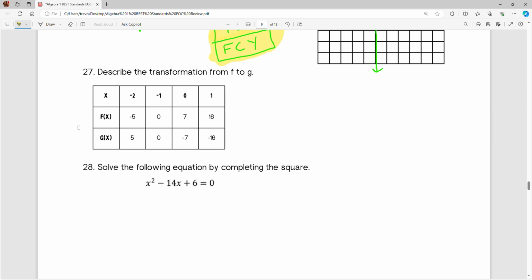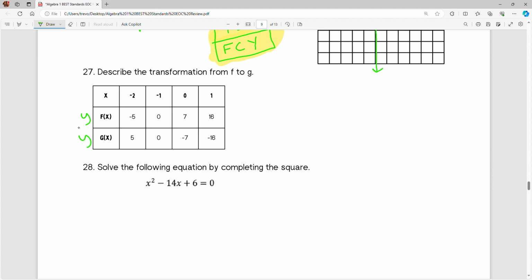And let's see, next one on this page, number 27, says describe the transformation from f to g. So f of x, right here, we call this y and this is y. Look at these like ordered pairs. -2, -5 turns to -2, 5. -1, 0. X is 0, y is 7, turns to -7. X is 1, y is 16, -16.